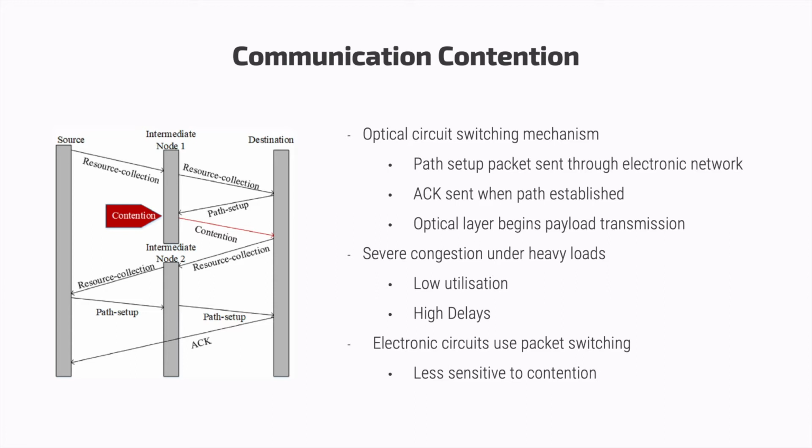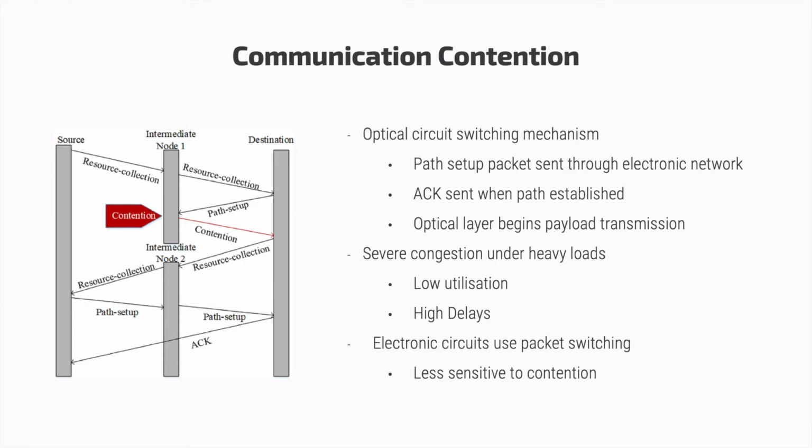The optical path is first reserved by the electronic control unit when the path setup packet is sent by the source through the electronic network to the destination. This path setup packet reserves the optical path and configures the optical routers. After the path setup packet arrives at the destination, an ACK is sent to the source to inform it that the path has been established. And then, the optical layer begins payload transmission.